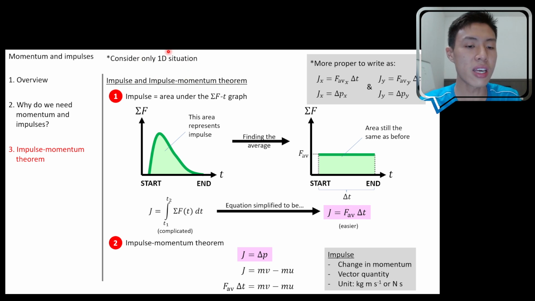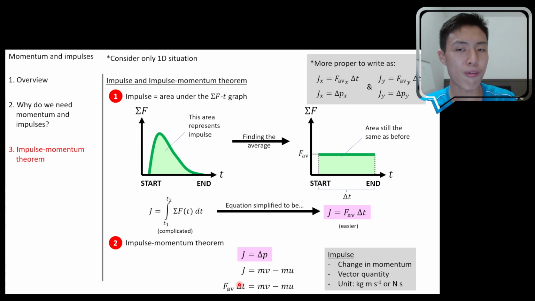So impulse is a vector quantity, and the unit for impulse is either kg m s negative 1, which you can derive from the unit for momentum. Momentum is mass in kg times velocity in m s negative 1. Or you can call it Newton second because it's force multiplied by time, so Newton multiplied by second. So this is the end of my explanation for momentum and impulse.